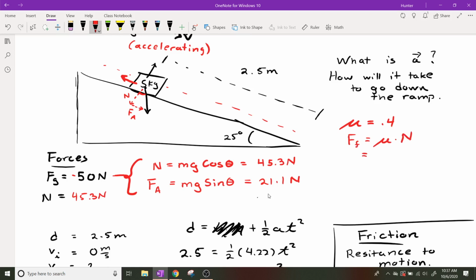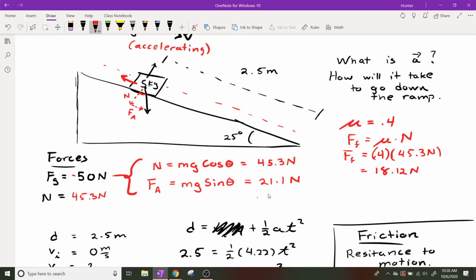Okay, the coefficient is 0.4. The normal force is what? We've already calculated it using mg cosine theta to be 45.3 newtons. So if we multiply those two numbers together, that will give us the frictional force. 18.12. Okay.